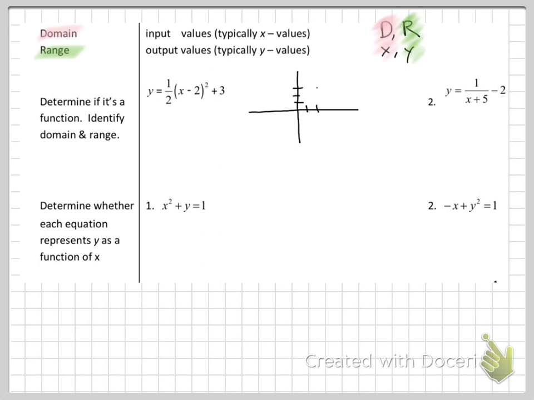Opposite the parentheses and the constant stays the same. It has an a value of 1/2, so over 1, up 1/2 on both sides. This is what the parabola would look like. That's good enough to get our answers.